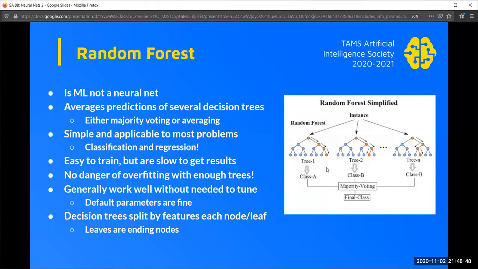And so let's say you have a picture of my cat, and then you feed it to tree 1, tree 2, and tree 3, tree 4, 5, all the way to tree n. So let's say trees 1, 2, 3 say that it's a gray cat, and then tree 4 says it's a gray dog. So the majority voting is 3-1 gray cat. So your final class is going to be gray cat. And this works not just with classification, but also regression. It's very versatile actually.